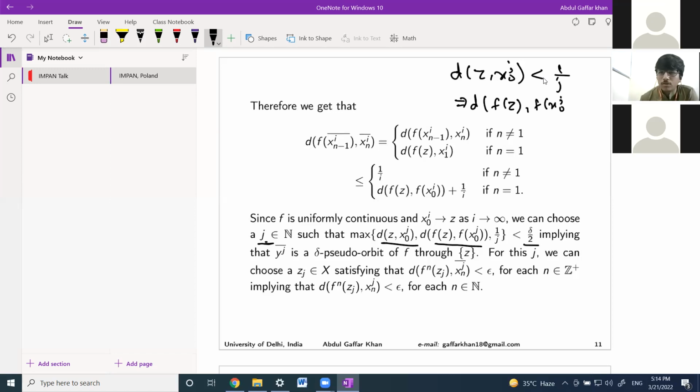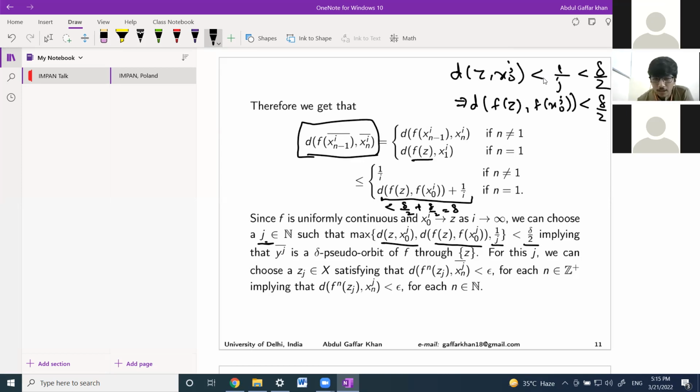So the uniform quantity will come in handy here, and we can further assume that 1 upon j is also less than delta by 2 without loss of generality. So in particular, this quantity can be made to be less than delta upon 2 plus delta upon 2, which is delta. So this sequence will form a delta pseudo orbit.